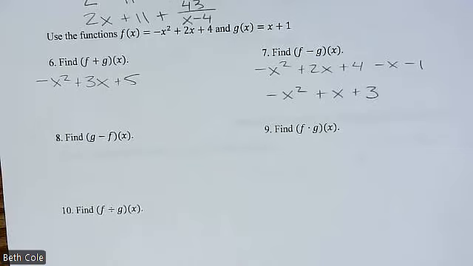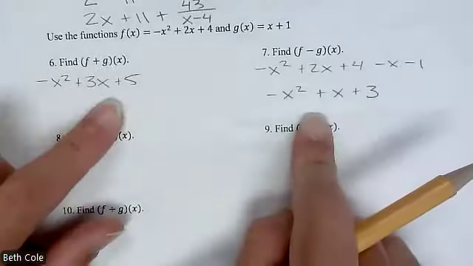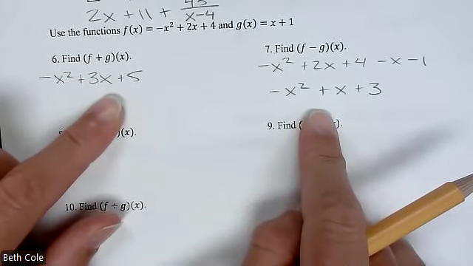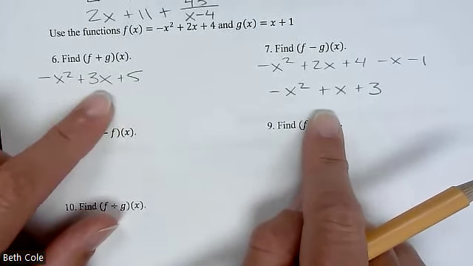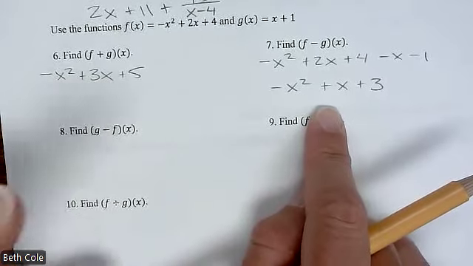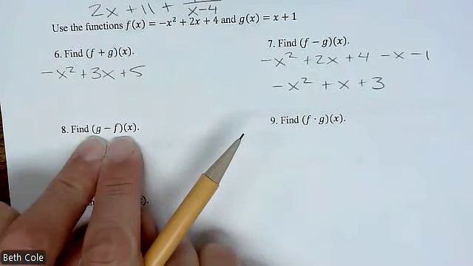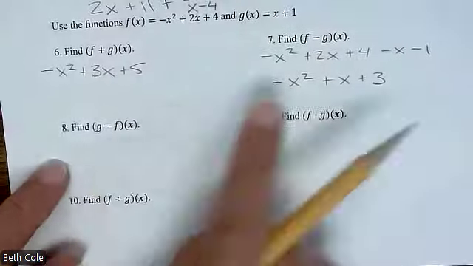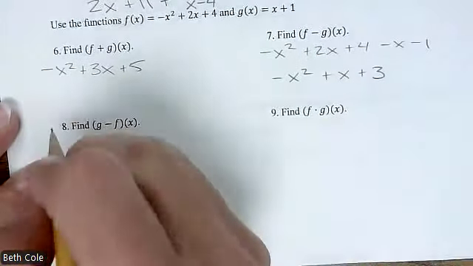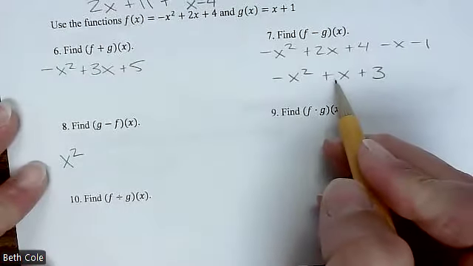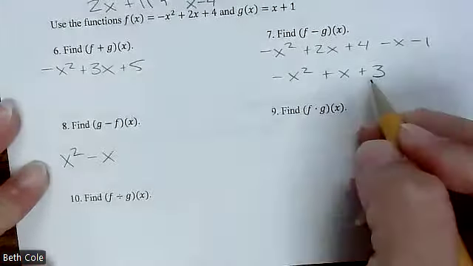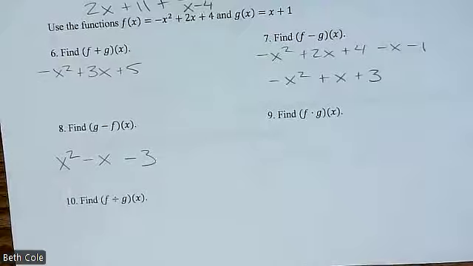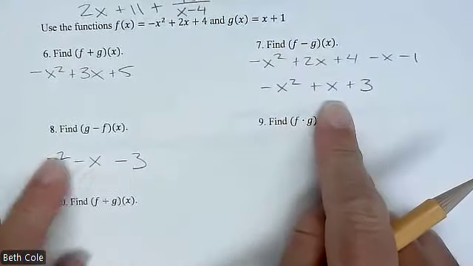All 5. So I just wrote up the first 2. Did we check those and you agree with me? Yes. Okay. So when I go to do number 8, I know it is just going to be the opposite of this one. So I can just go ahead and write positive x squared minus x minus 3. So if I just look at this answer, I know this one's going to be opposite.